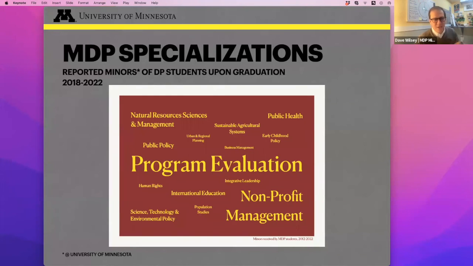Some folks have mentioned specializations that you can pursue while you're in the program. Similar type of diagram that gives you a sense of how people have minored or specialized within the MDP. Clearly, program evaluation is the most popular minor, but you can see that we have folks in business, integrative leadership, science, technology, environmental policy, public health, early childhood policy. Just like everything that I've talked about so far, there's a great diversity in what people specialize in and where they want to go with their career when they're done.